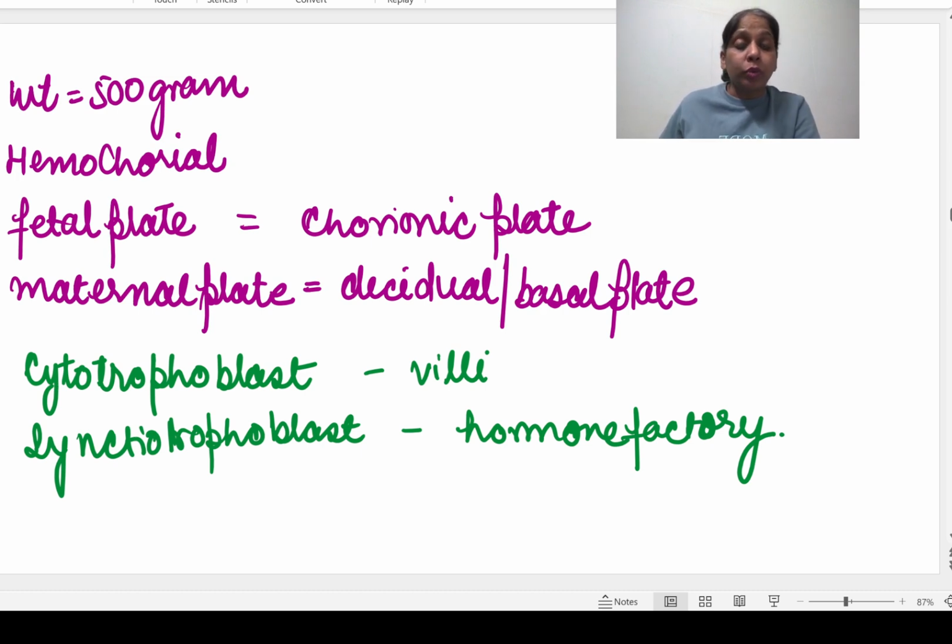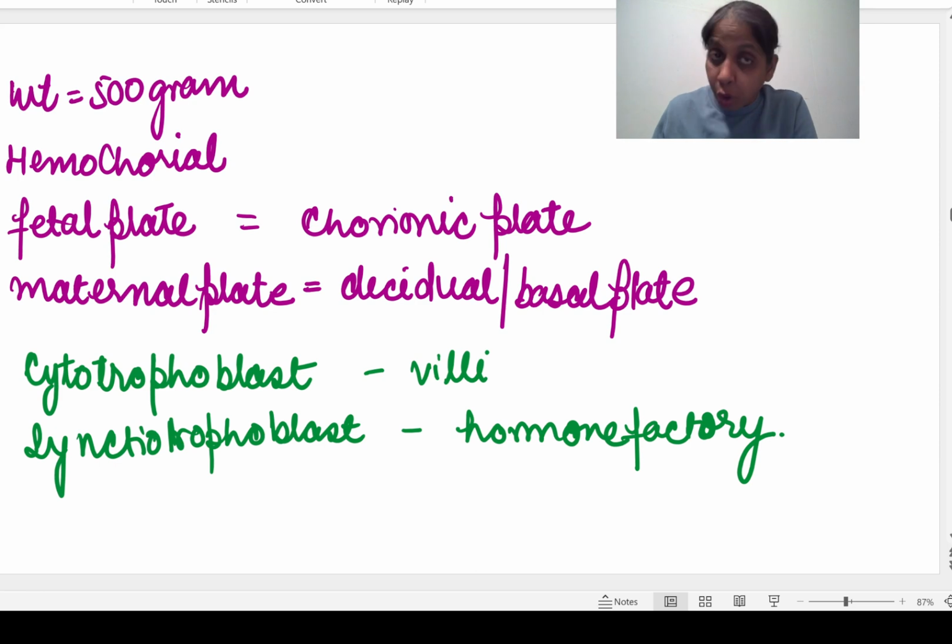Fetal plate is known as chorion plate. For example, if this is the placenta, the side which is toward the fetus is known as the fetal plate or chorion plate. The chorion plate gives out chorionic villi, and the side which is toward the uterus is known as the decidual plate or the maternal plate or the basal plate.